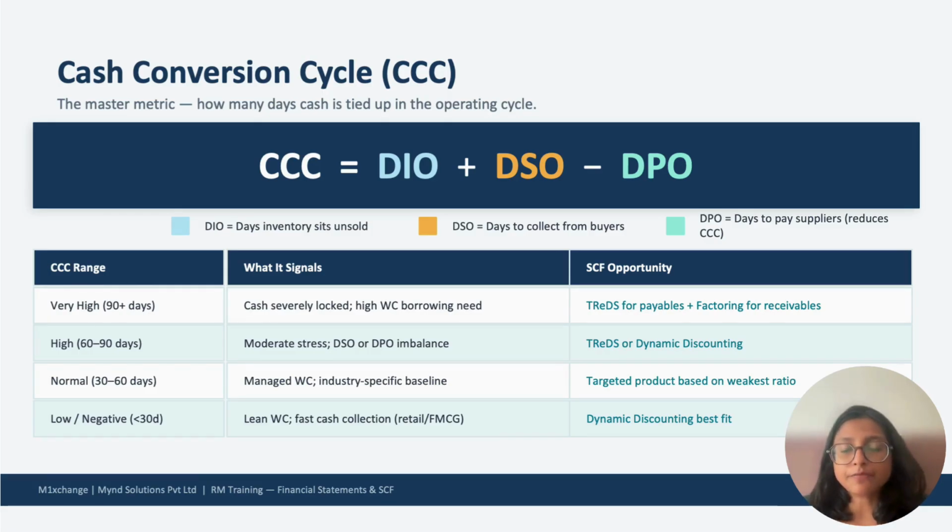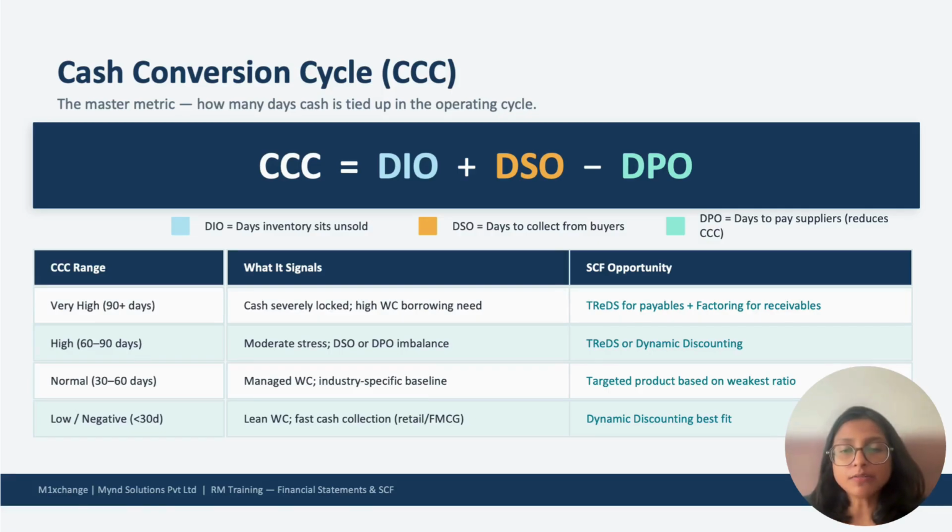So you can see wherever the stress is, it can be maybe the inventory days are very high, or the receivable days are very high, or they are not extending their DPOs. So basis where the stress is, you can pitch the suitable product. Okay. Now, if the CCC is between 30 and 60 days, then they are kind of managing their working capital. Okay. And if the CCC is below 30 days, or if it is negative, then they have a lean working capital cycle. Okay.